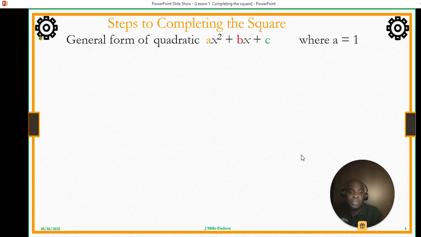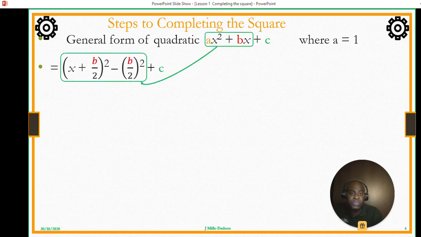Like I said before, we are beginning learning how to complete the square for quadratics where the coefficient of x squared is equal to 1. In doing that, we always concentrate on the very first two terms. So the first two terms could be rewritten as (x + b/2) all squared minus (b/2) squared, then plus the constant c.